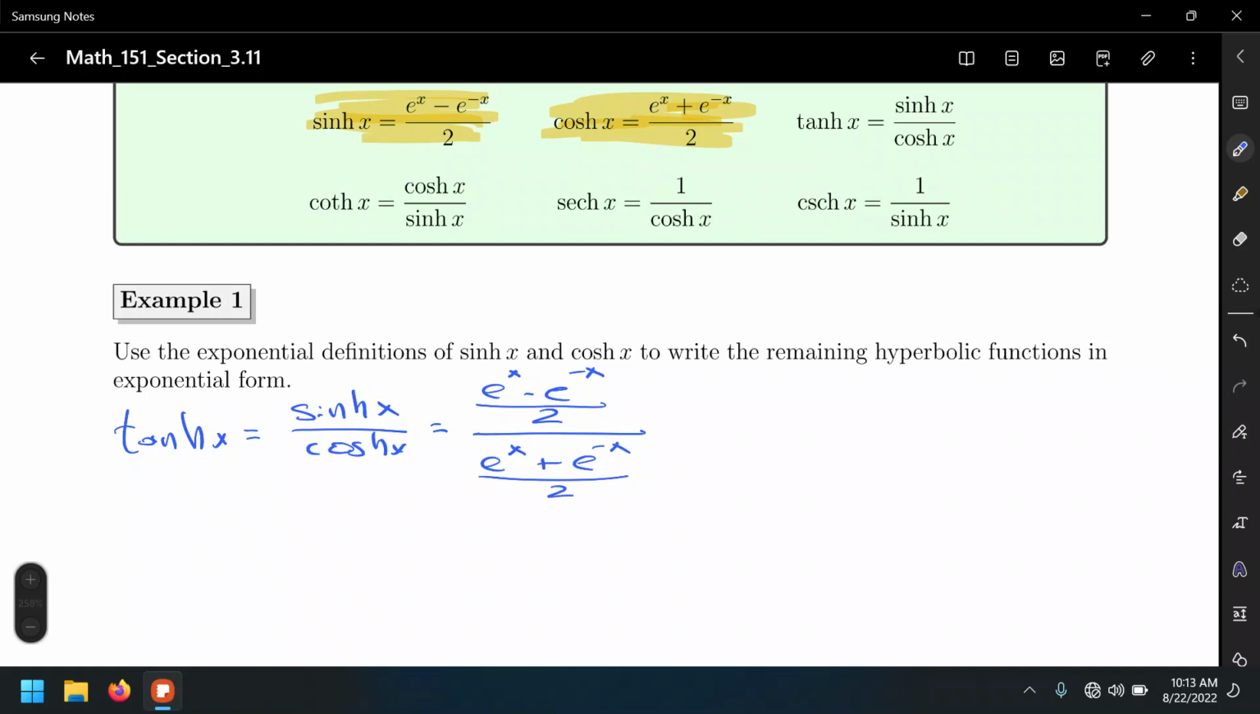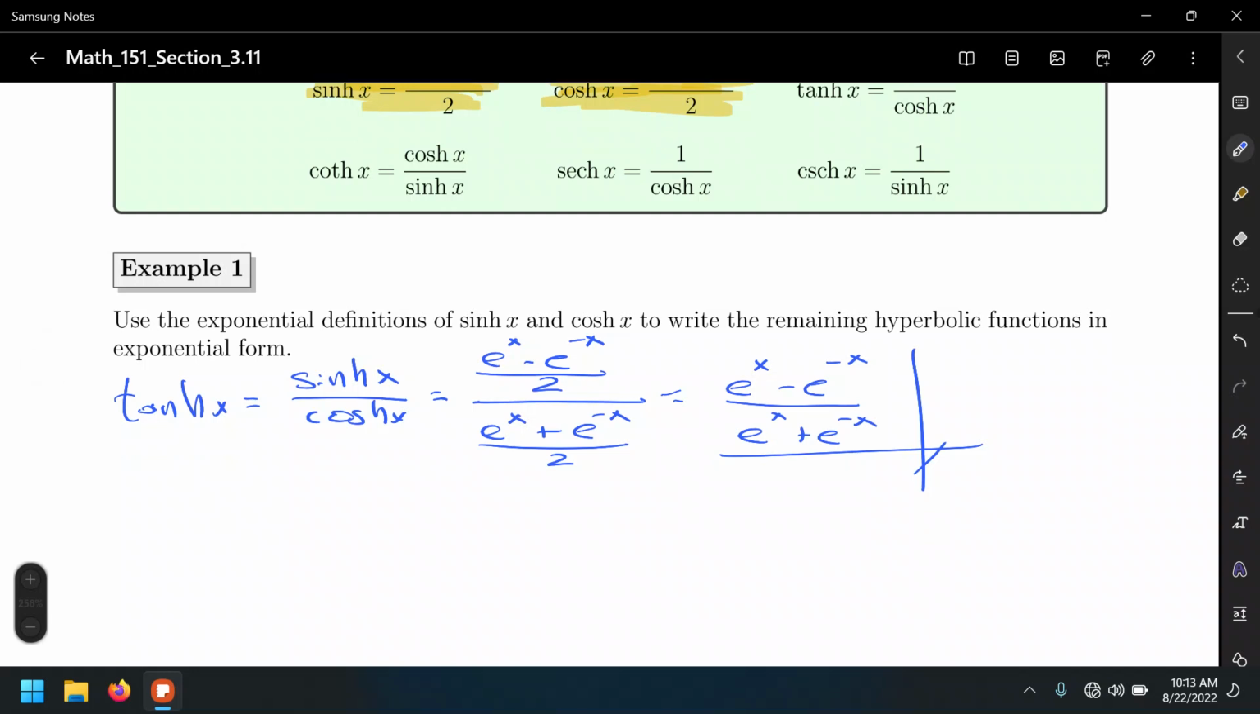Of course, we can simplify this. We can just cancel the 2's and we will be left with e to the x minus e to the negative x over e to the x plus e to the negative x. Okay? By the way, if you have any questions about what I'm doing here, feel free to stop me at any time. Just raise your hand, right?